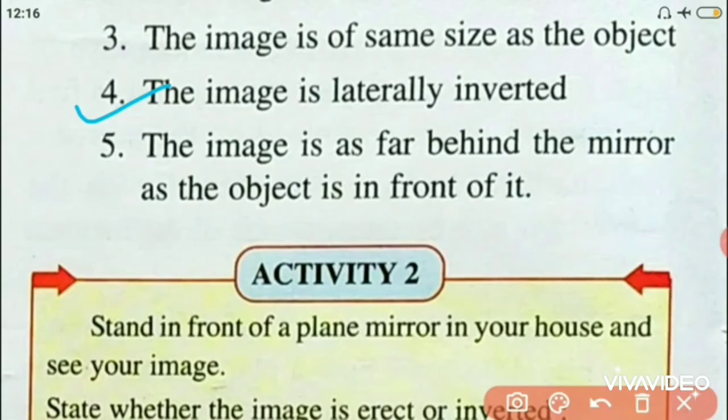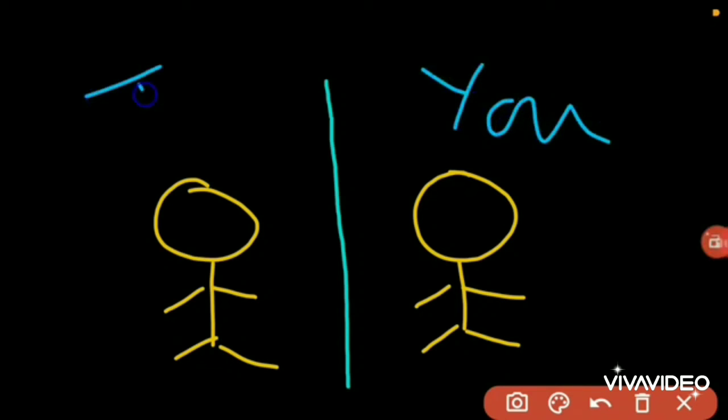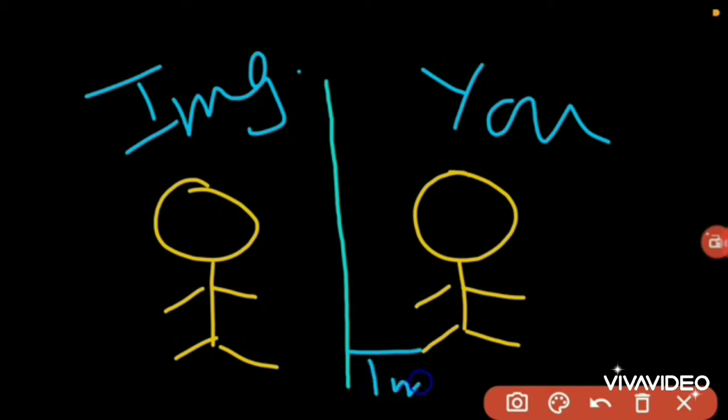Now let's see what the fifth characteristic of the image formed by a plane mirror is, and that is the image is as far behind the mirror as the object is in front of it. Let's take a similar example to understand. Now suppose you are again standing in front of the mirror and this is your image. Suppose the distance between you and the mirror is 1 meter. So it's obvious that the distance of the image from the mirror is 1 meter, the same as yourself.